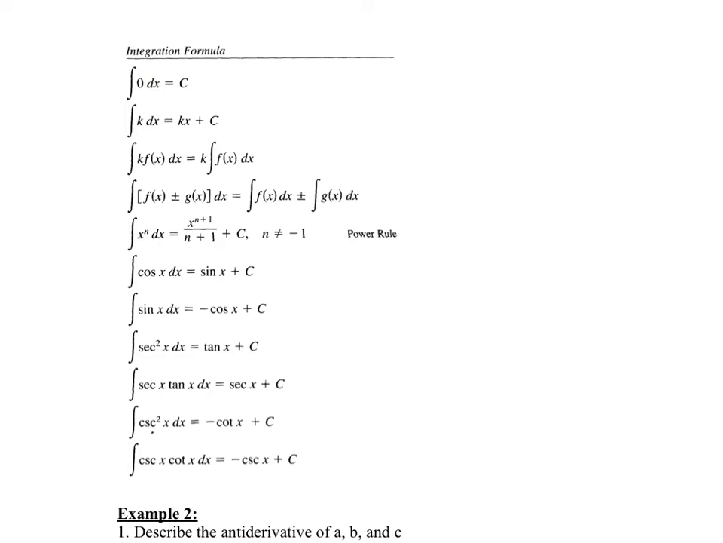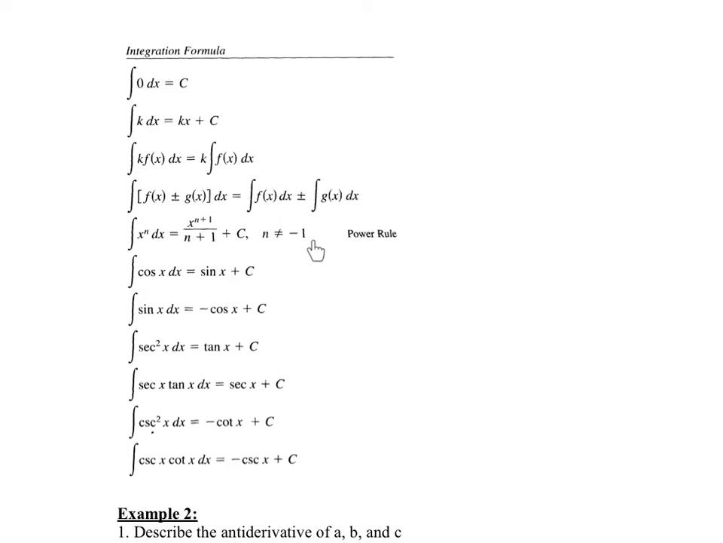So if I took the derivative of kx, I would just get k. If I took the derivative, the plus c is a constant, it's just going to go away. If I have an integral with a constant in front, we can simplify the integral by taking that constant and moving it to the front, just like we did when we took derivatives. Likewise, with our integrals, we can actually separate them into separate integrals.